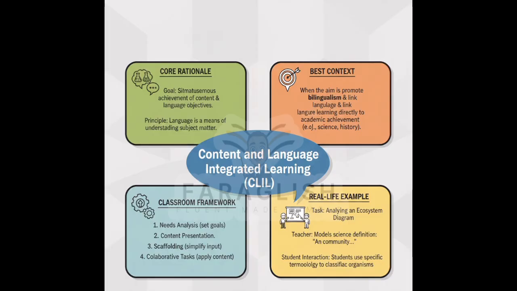Students work on a task to analyze a diagram and must use specific terminology. The orange group represents the species because they are organisms able to breed and produce fertile offspring.